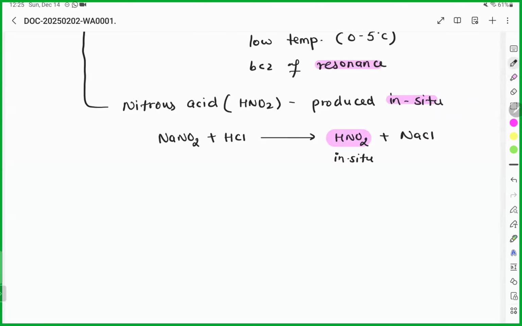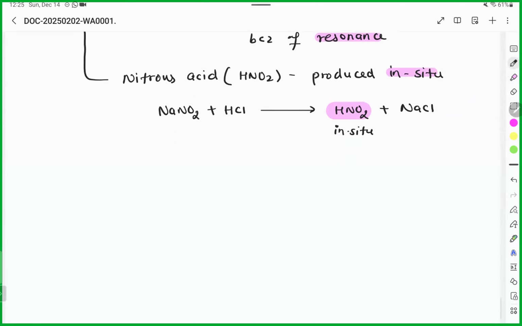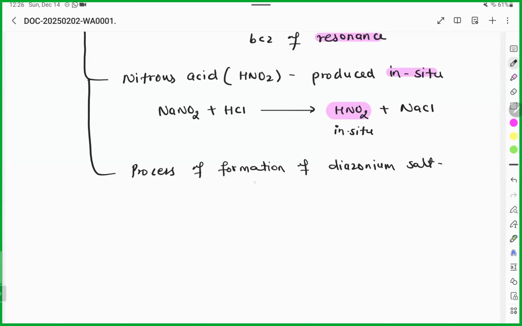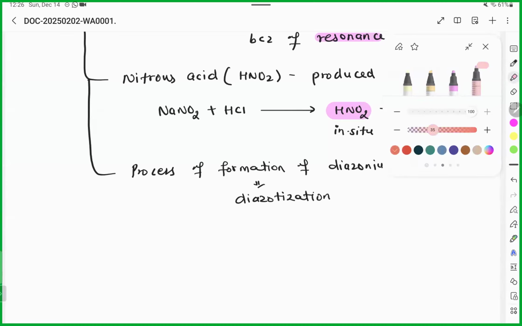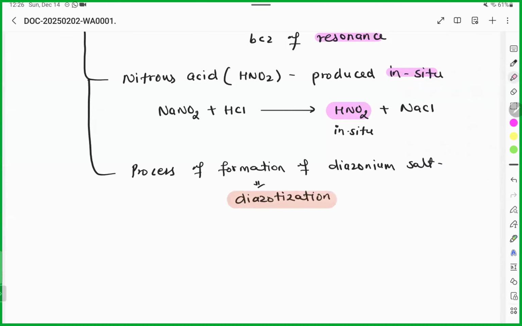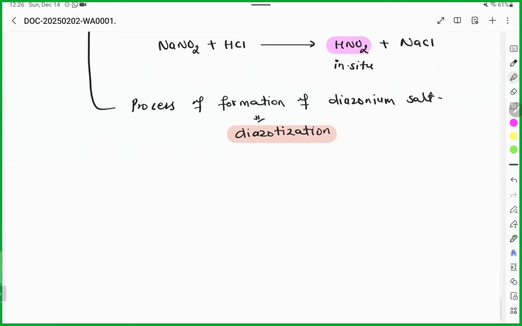And because diazonium salt is produced, the process is known as diazotization. The process of formation of diazonium salt is known as diazotization. So what is the meaning of diazotization? It means formation of diazonium salt is known as diazotization.